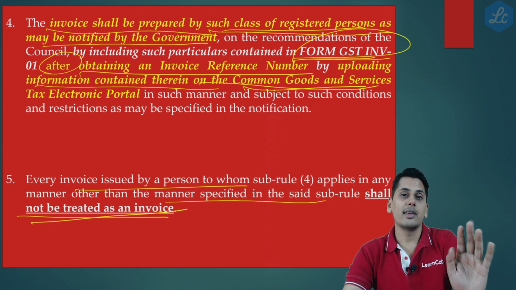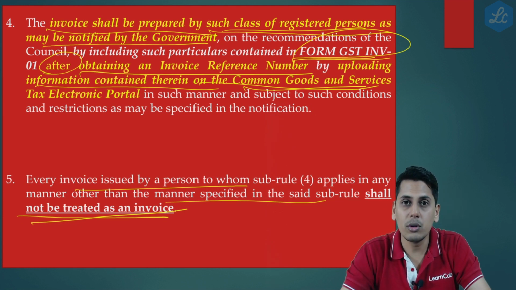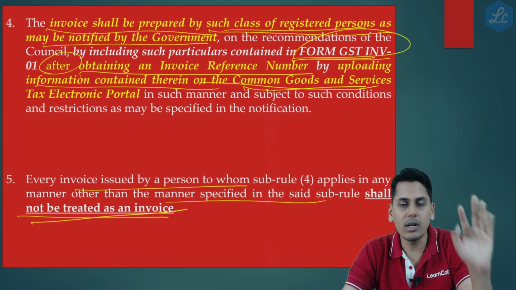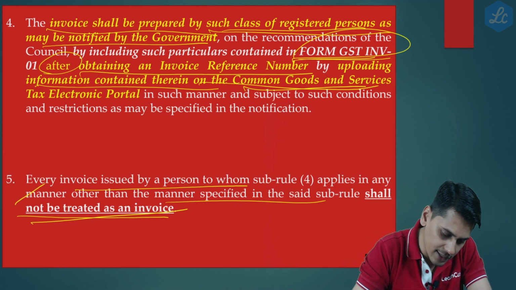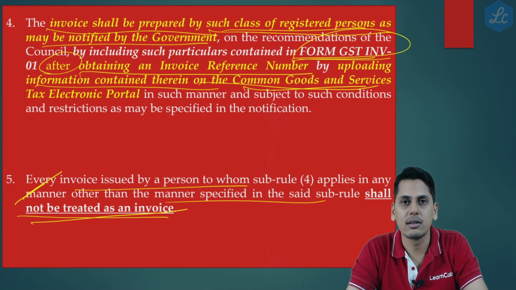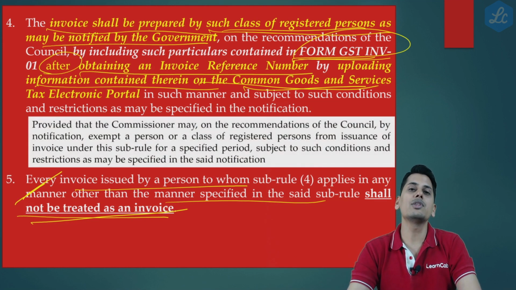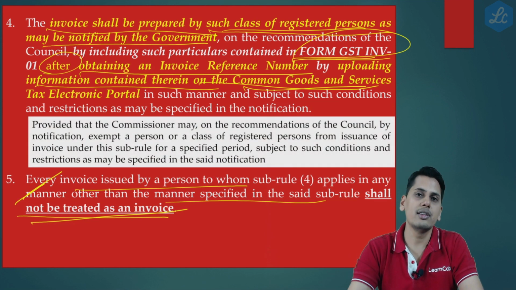But can you stop your business? The answer is no. You will be supplying goods. You will be issuing an invoice. 48 sub rule 5 tells you that is not a valid invoice. Please see the proviso to 48 sub rule 4. Do you find any solution for it?